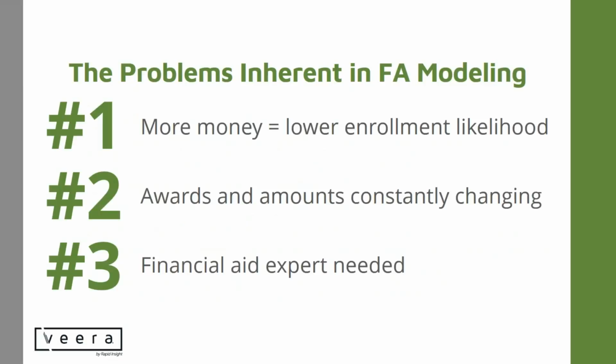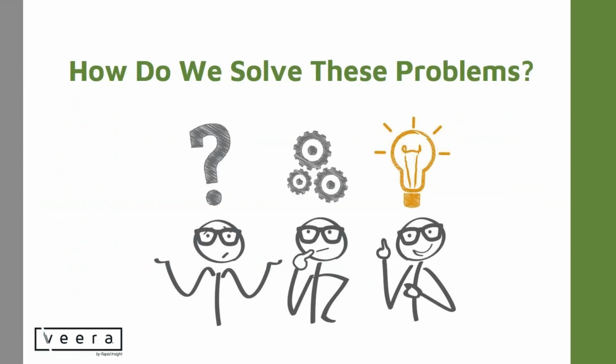But looking back at those top three, more money equals lower enrollment likelihood, or lower yield. Awards and amounts are constantly changing. And often we're needing a financial aid expert in this process with us. This is really the fun part of data science, at least for myself: creative problem solving, thinking about ways to find this information in the data that we have.